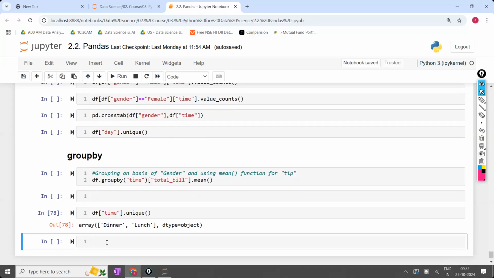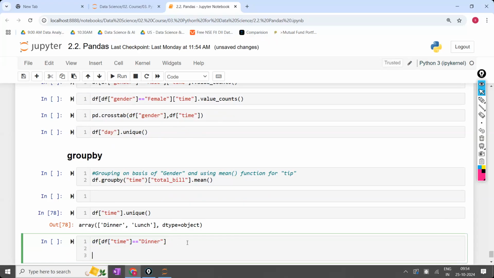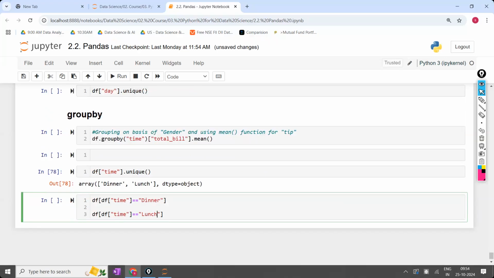How to create the first group? df of time equal to dinner. This is group 1, so group 1 records are separated. How to separate the group 2 records? df of time is equal to lunch. Group 2 records are also separated. Group 1 records are separated, group 2 records are separated. Up to this one is completed.